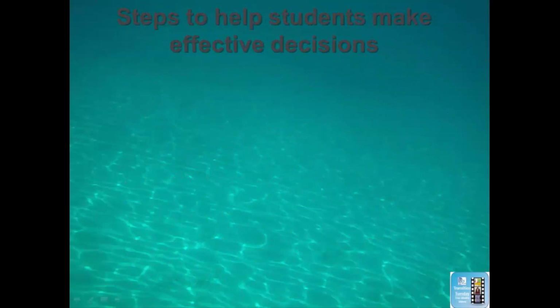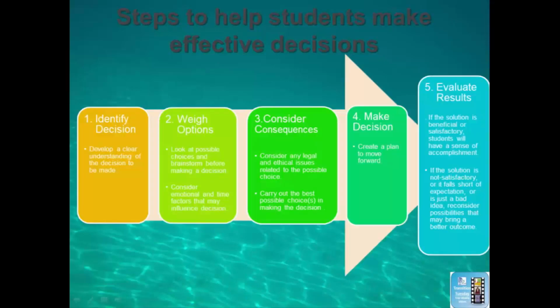Here's a step-by-step process to help your students learn how to make effective decisions. First, have the student identify the decision that needs to be made. They need to develop a clear understanding of the decision. Second, have the student weigh the options. They need to look at possible choices and brainstorm before making a decision, and consider emotional and time factors that may influence this decision.